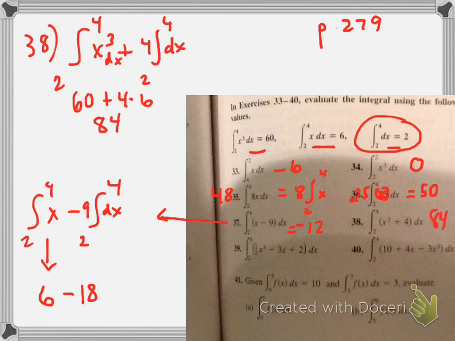This one right here can be broken up into 1/2 x cubed minus 3x plus 2 dx, which would give you 1/2 of 60 minus 3 times 6 plus 2 times 2, which would be 30 minus 18 plus 4, which is 16.